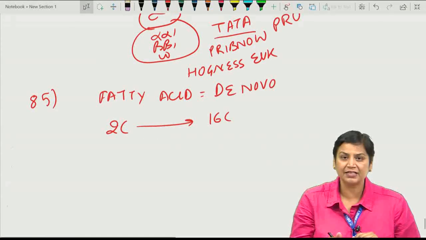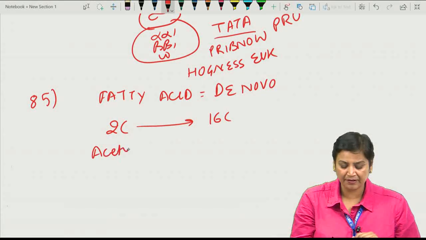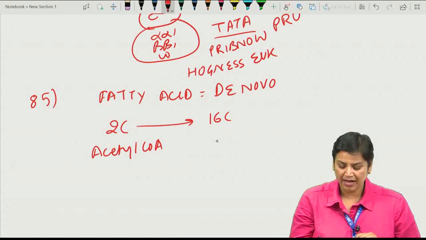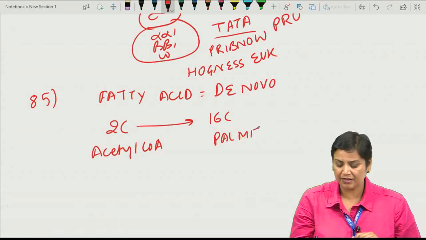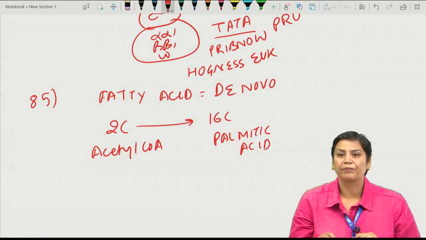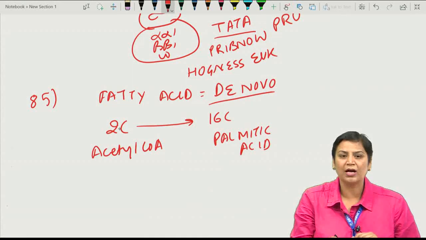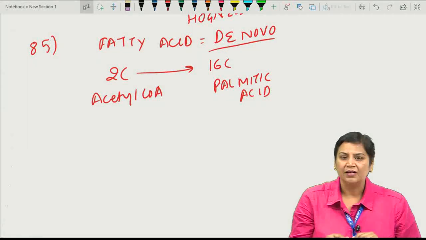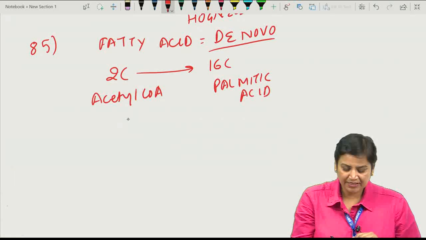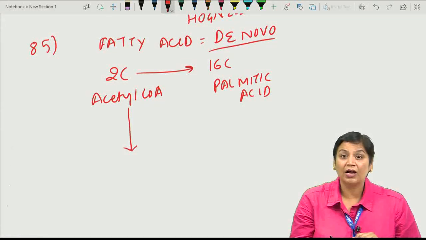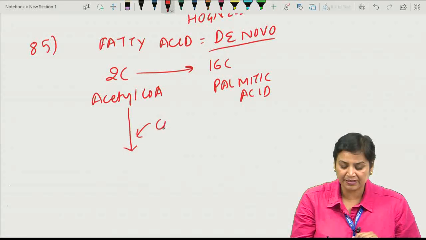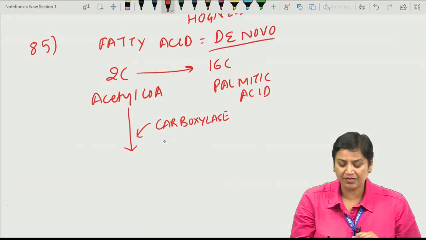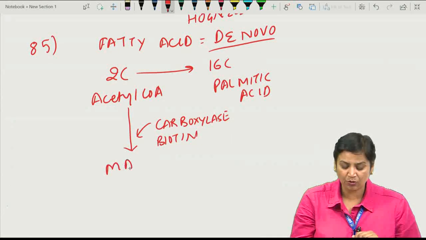The precursor of fatty acid is acetyl coenzyme A, and it is forming palmitic acid. This is de novo. From 2 carbon we are generating a 16 carbon species. Now the first step in lipogenesis is what? This acetyl coenzyme A will undergo carboxylation in the presence of the enzyme carboxylase. Again I am mentioning biotin, forming what? Malonyl coenzyme A.